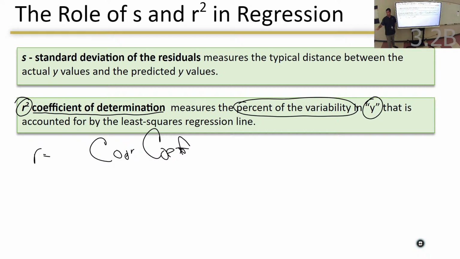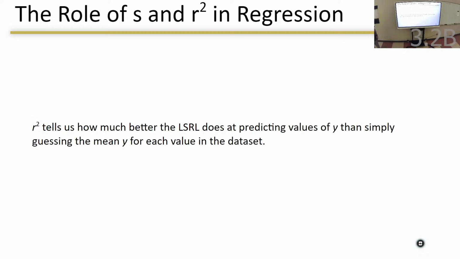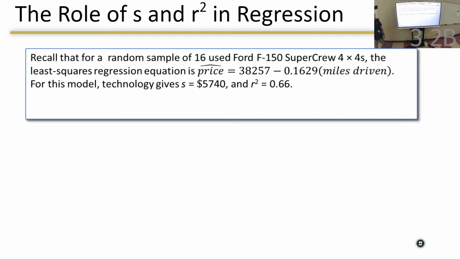No, it is. It's weird. So that's how I determine the difference between those two. R squared tells us how much better a line squared does at predicting the values of y than simply guessing the mean. But again, percent of variability, percent of variability.